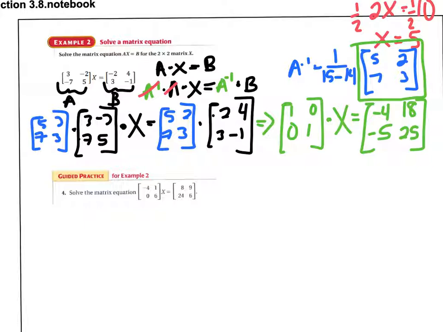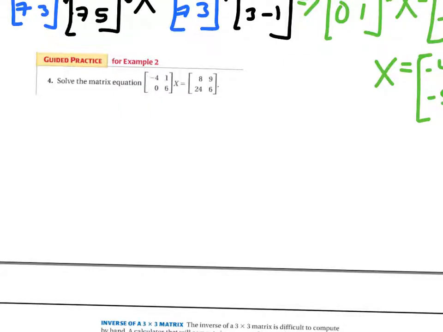And you're done. This identity matrix, you don't really need to write. Just like we don't write a 1 in front of this X, we don't need to write the identity matrix. And so your final answer is that your missing matrix X is -4, -5, 18, and 25. That was the unknown matrix that was up here in this problem. Meaning, if I took matrix A times this matrix X, I would get that one back out. So you could check these.